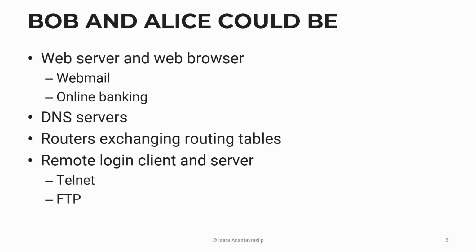In the real world, Bob and Alice could be a web server and a web browser. Alice could be a web browser that wants to access a service provided by Bob, such as webmail, online banking, or Facebook. Or Bob could be a DNS server, and Alice could be the network client that wants to resolve an IP address from a domain name. Or there could be routers exchanging routing tables, or Bob could be a remote server, and Alice is the one that wants to connect to it.